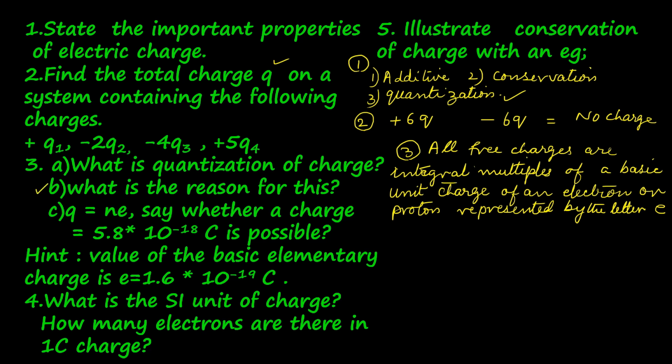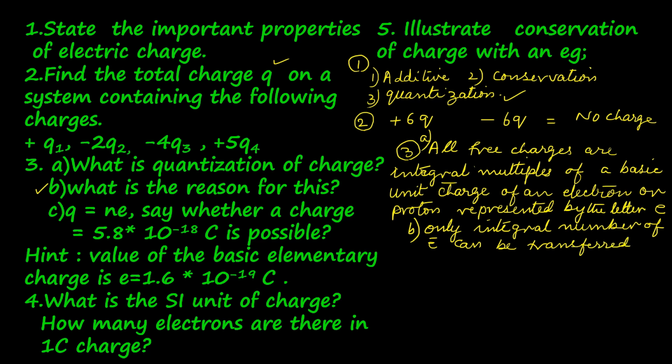Section B. What is the reason for this? The reason for quantization of charge is that while charging an object, only an integral number of electrons can be transferred. What does this mean? When a body is charged, only a whole number of electrons, 1, 2, 10, 5, etc., can be transferred, that is either received or donated, thereby acquiring negative or positive charge respectively.